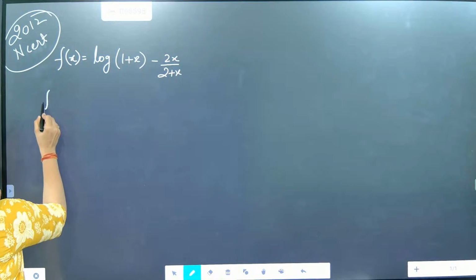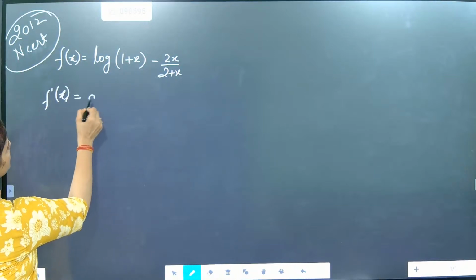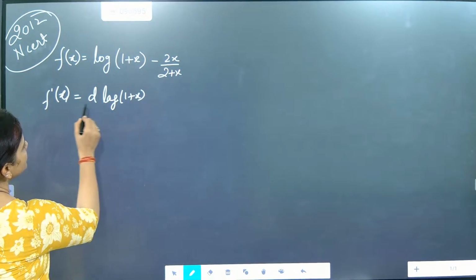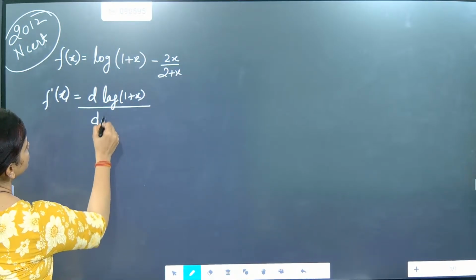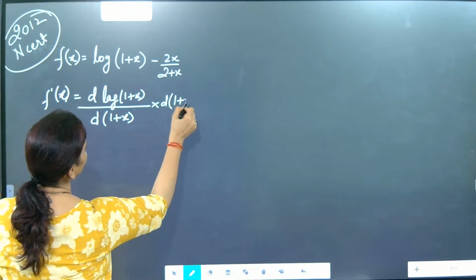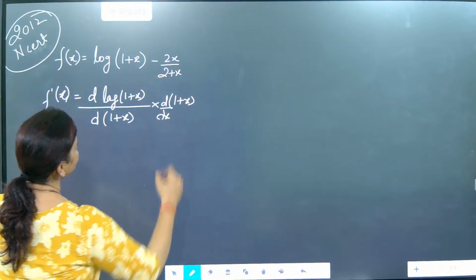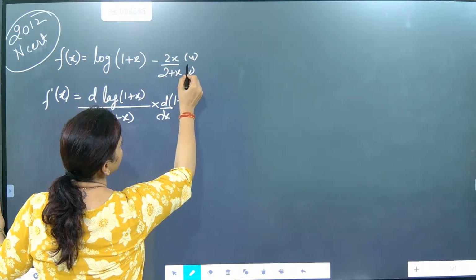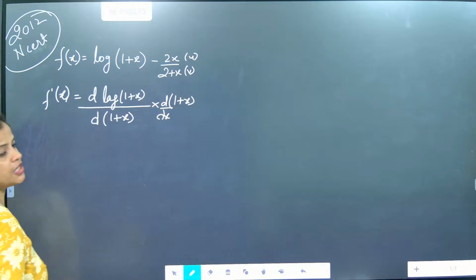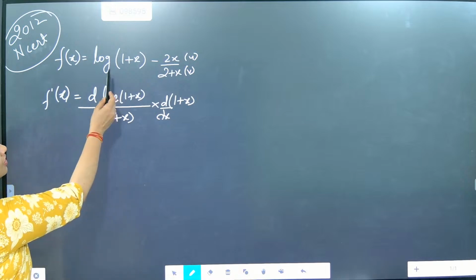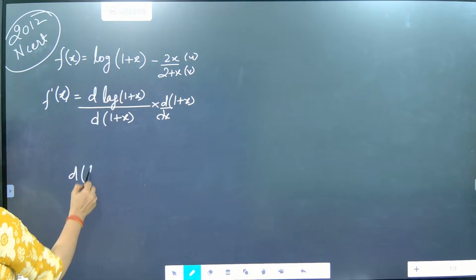So now we differentiate f of x. f dash x is equal to the differentiation of log of 1 plus x. Now shall we apply the chain rule, beta? So it will become the differentiation of log of 1 plus x into d of 1 plus x by dx. This is the log part, beta. Now this part comes as u by v. What is the formula, beta? v du minus u dv. Yes, the chain rule. Log of x differentiation.